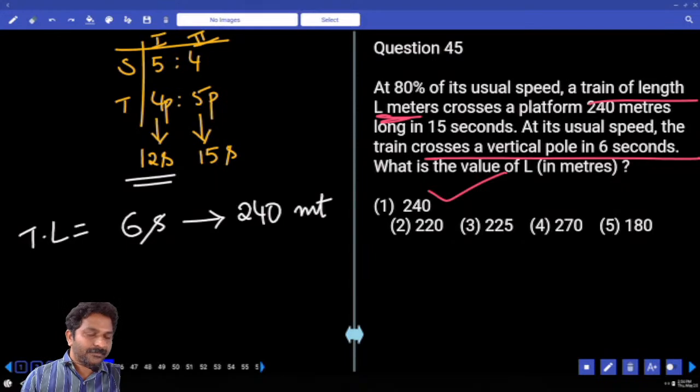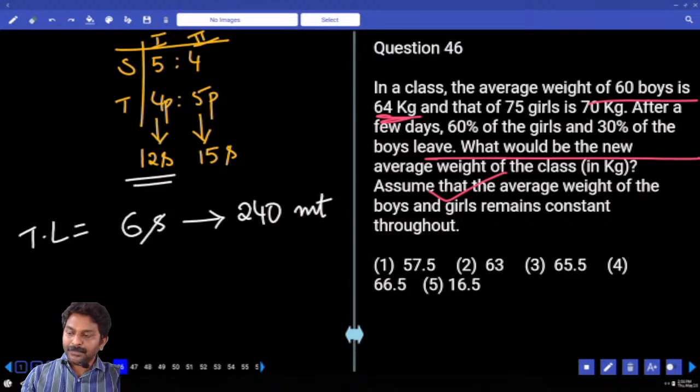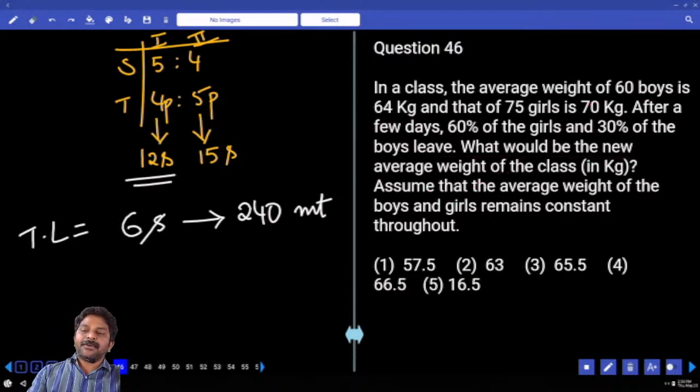Understood? Come on. In a class, the average weight of 60 boys is 64 and that of 75 girls is 70. After a few days, 60% of the girls and 30% of the boys leave. What would be the new average weight of the class in kgs? Assume that the average weight of the boys and girls remains constant throughout.